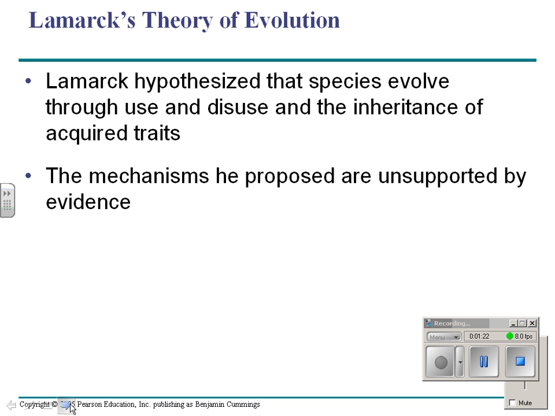So Lamarck thought that species evolved through use and disuse. So they would change through use and disuse. So a quick example of that would be a giraffe. His theory was that giraffes had longer necks because they had been stretching for so many years to reach the leaves of the acacia trees.